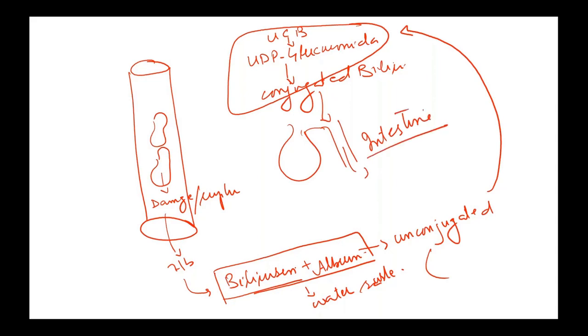And in the intestine, conjugated bilirubin will be converted into urobilinogen.